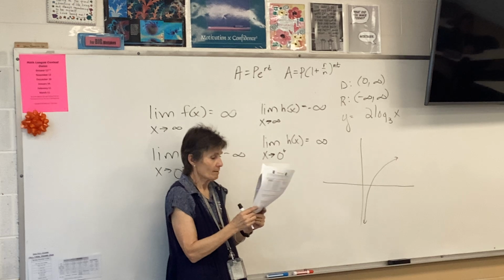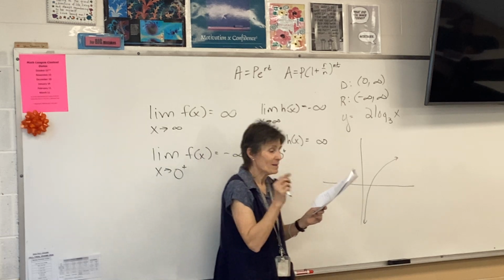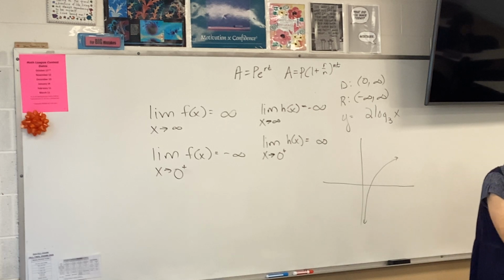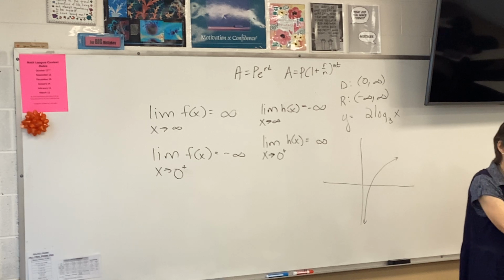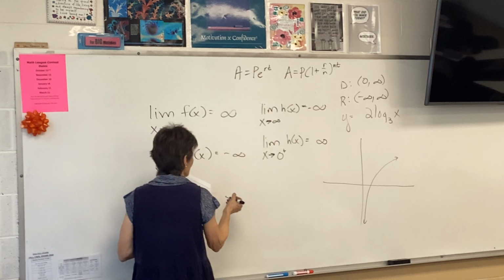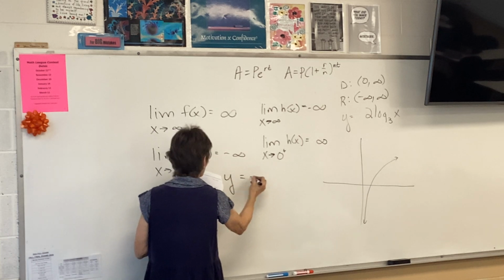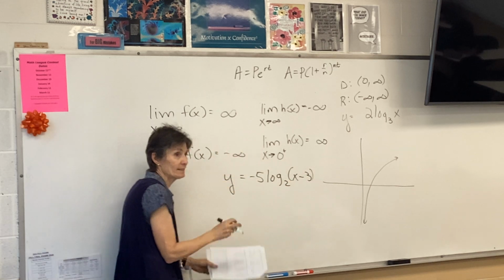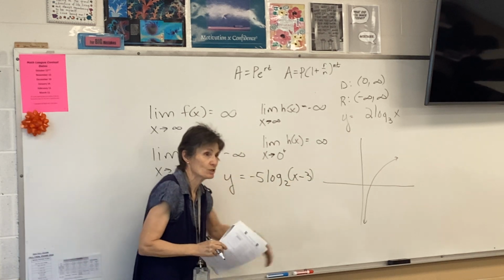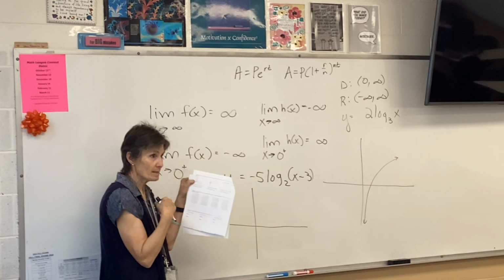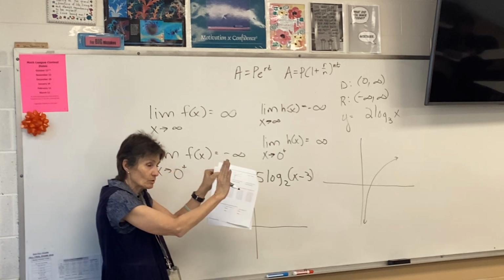Okay, B. Now B has a negative leading coefficient. So which shape does it match with? A? But there's another change. What other change has been made in problem B? It goes to the right, 3. We have horizontally translated it. That's a horizontal translation. So it should look like A, but everything's been shifted 3 to the right.